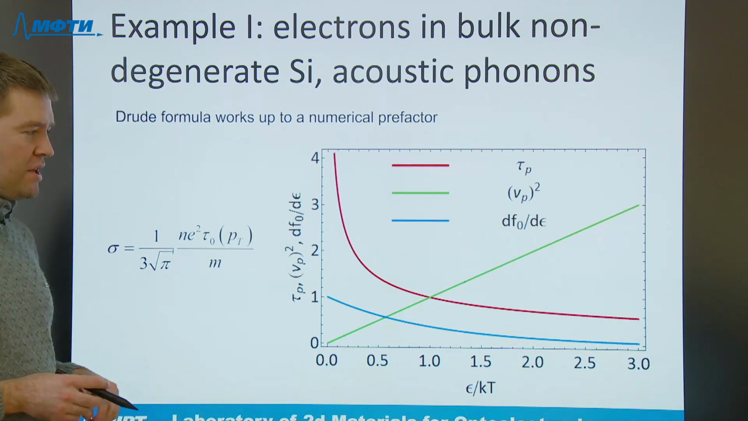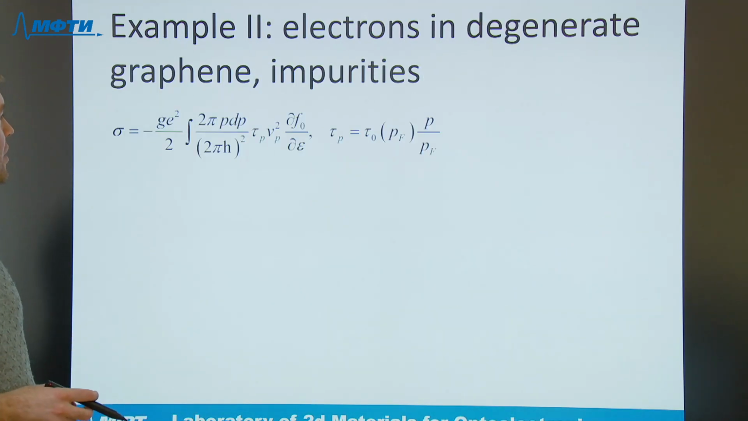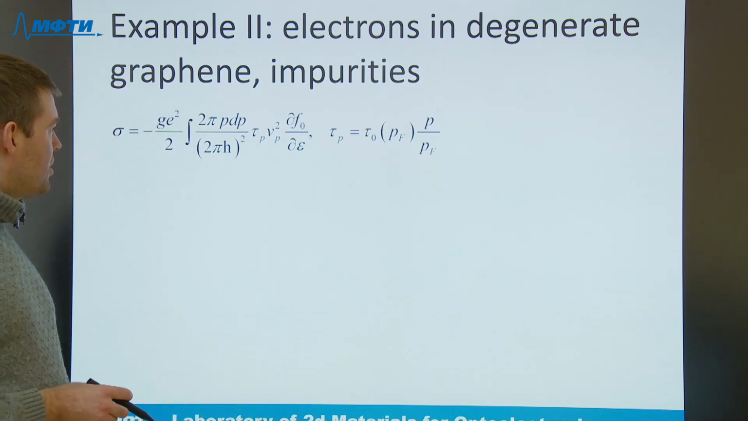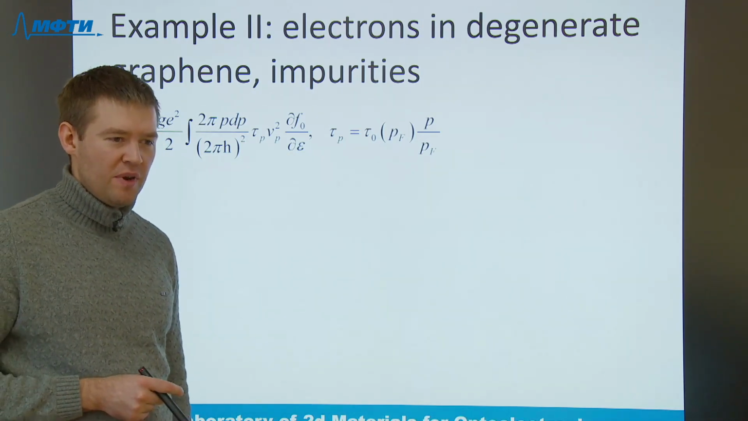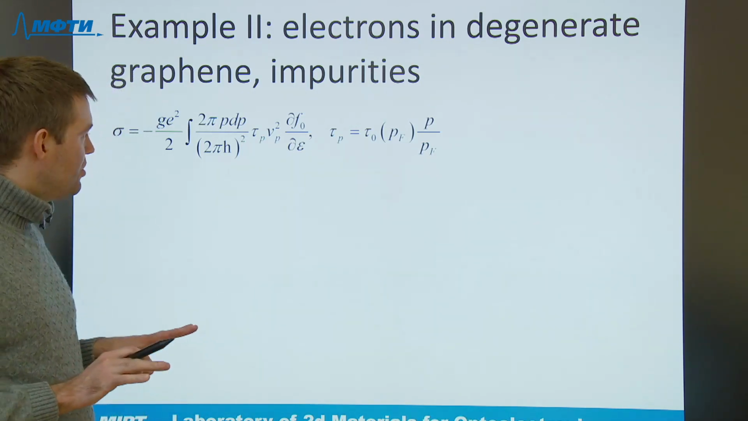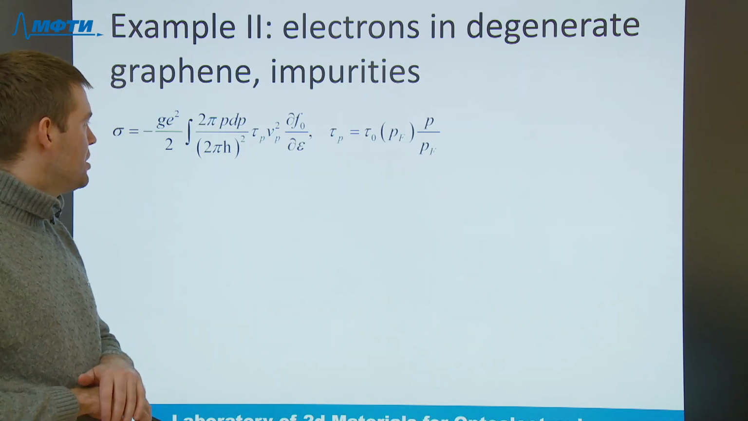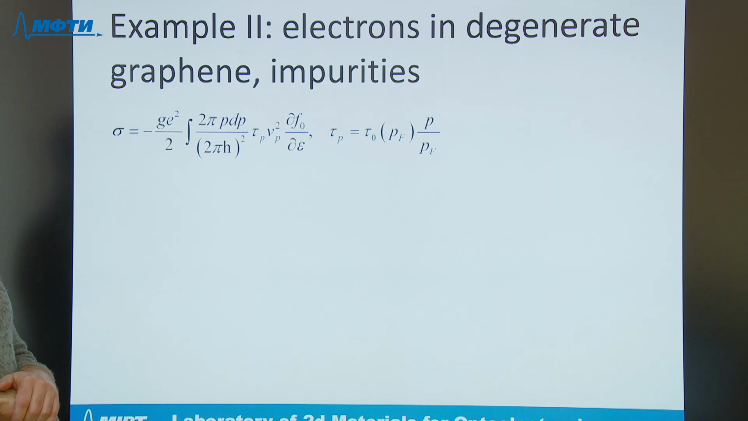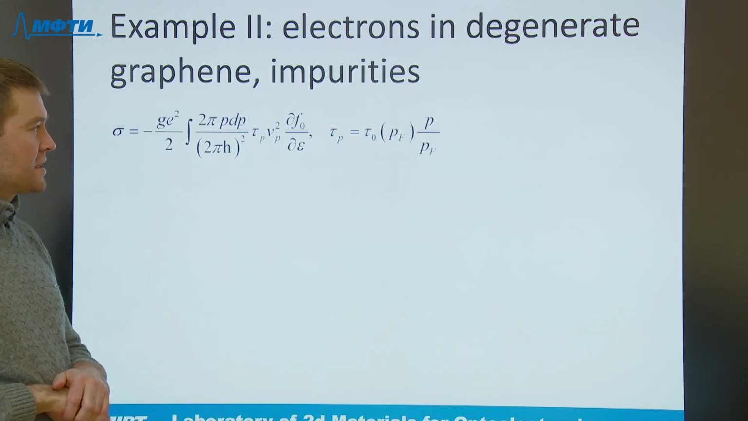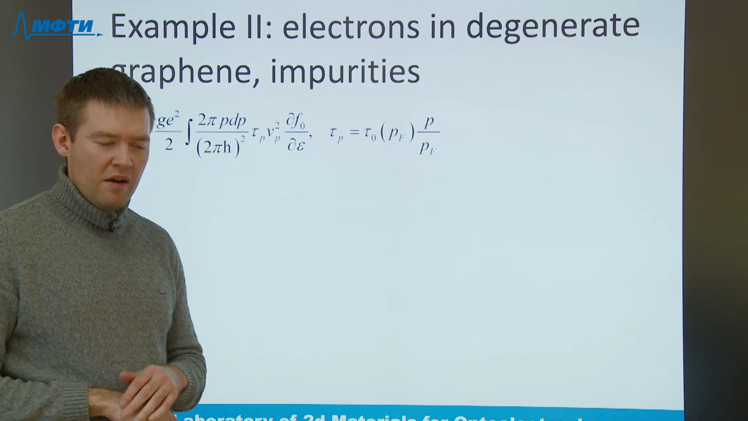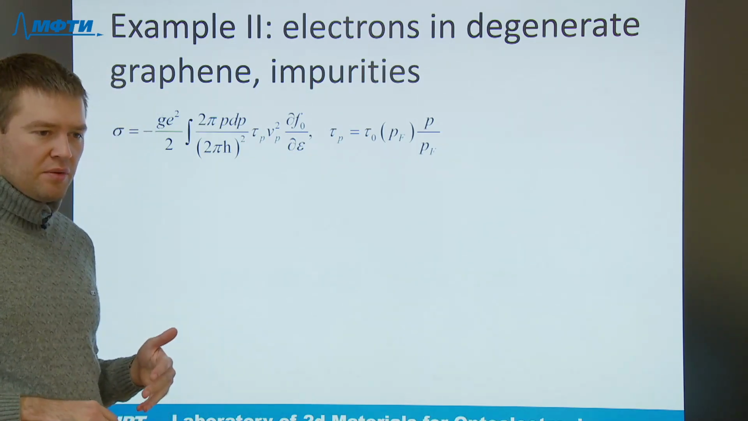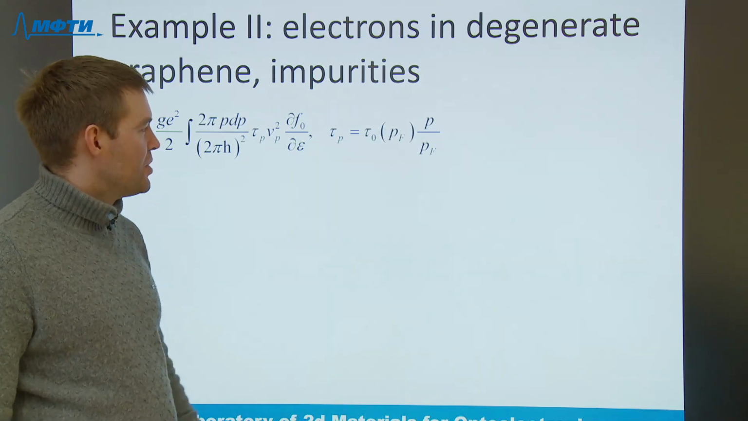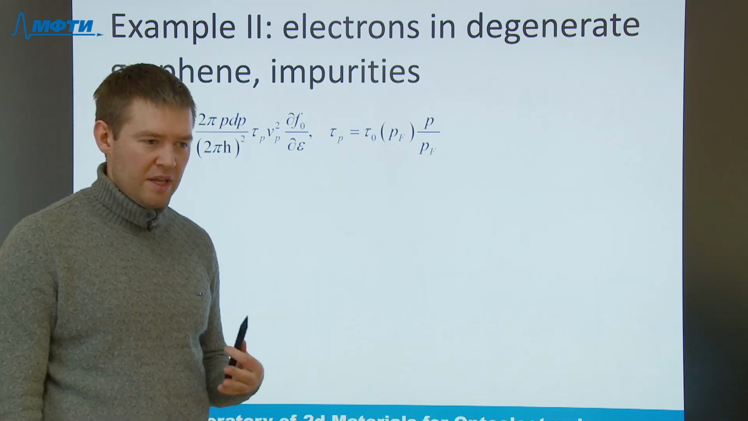Quite a different situation appears when we deal with degenerately doped semiconductors. Here I will cover the example of graphene, which may look somewhat new for you, but it is doable. Let's try to evaluate the conductivity of graphene when electrons scatter off charged impurities. We have already shown in a previous lecture, when we dealt with charged impurities, that the momentum relaxation time due to electron-impurity scattering is proportional to momentum itself.